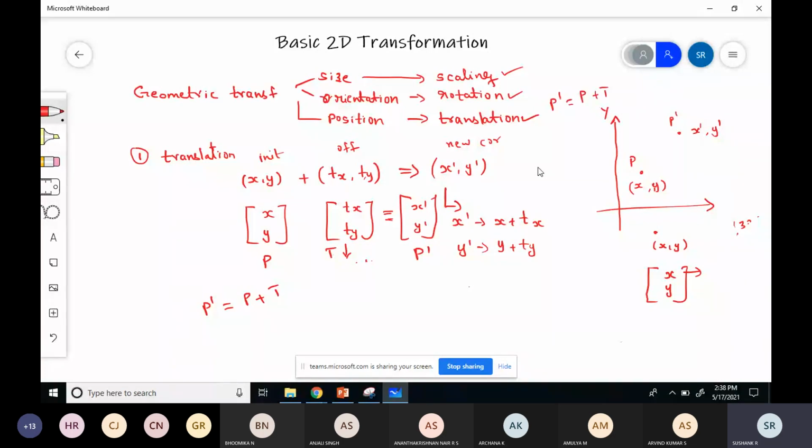Is it understood? Is that clear? How it is represented in matrix form? Yes or no?